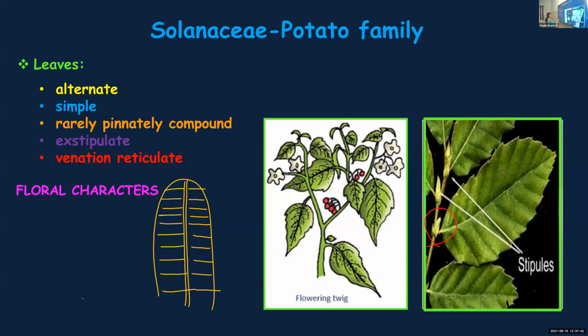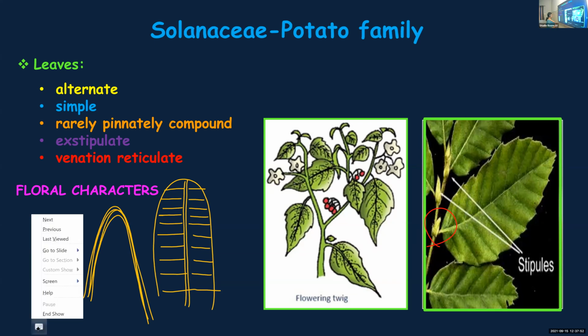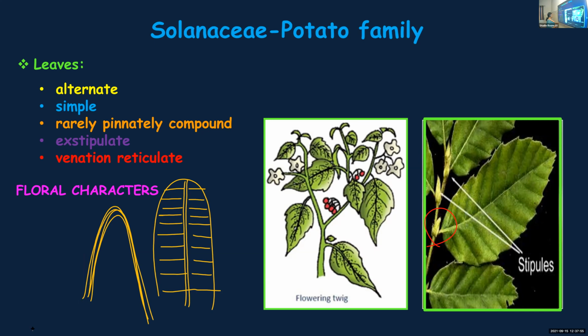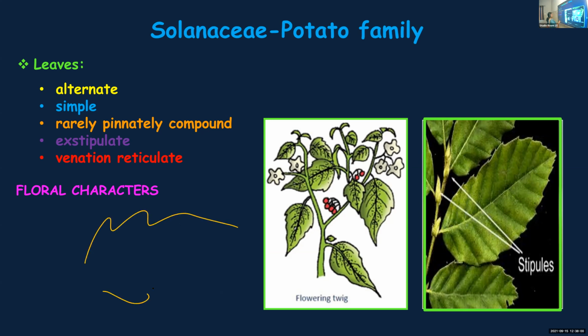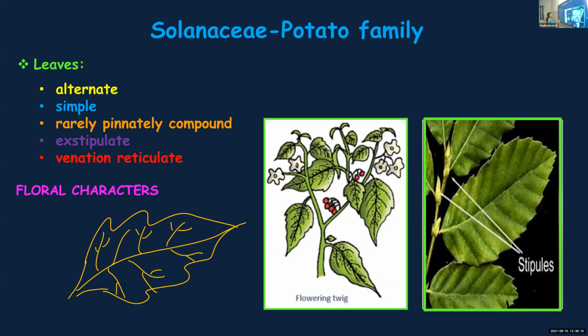Even in grasses also you can find parallel venation. So the veins go parallel to one another. Such type of venation is parallel. But when it is branched, forming a network, you call it reticulate venation. So in this particular leaf, I'll show you reticulate venation. The main vein or midrib is branching into small veins or veinlets, and they are forming a network covering the entire leaf. Then you call it reticulate venation.